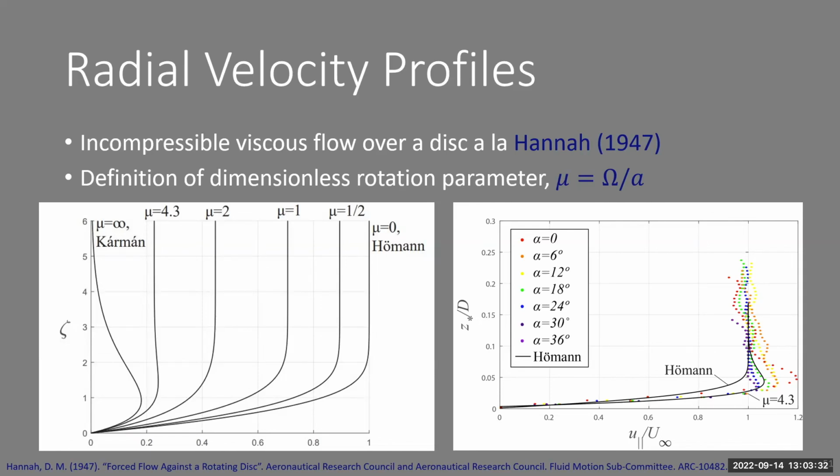One thing to note, in all of our experimental measurements, we see these wavy patterns in our radial profiles, and we suspect that these are related to the cyclic vortex shedding. These are time averaged, and they're still persistent in this.